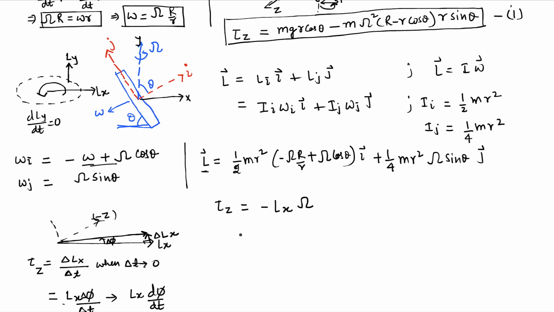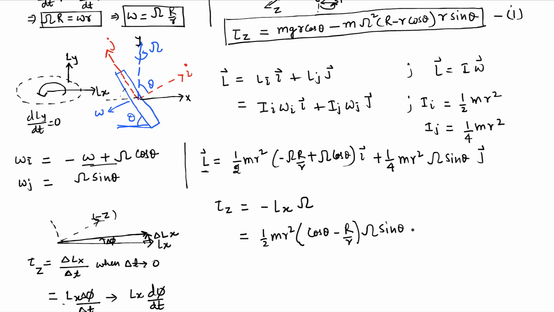Okay. So what is the projection of L in the x direction? So this is the I, so this whole thing into sine theta. So we'll take that half mr square cos theta minus r by R, and then sine theta. And then we have the z direction, we have this one.